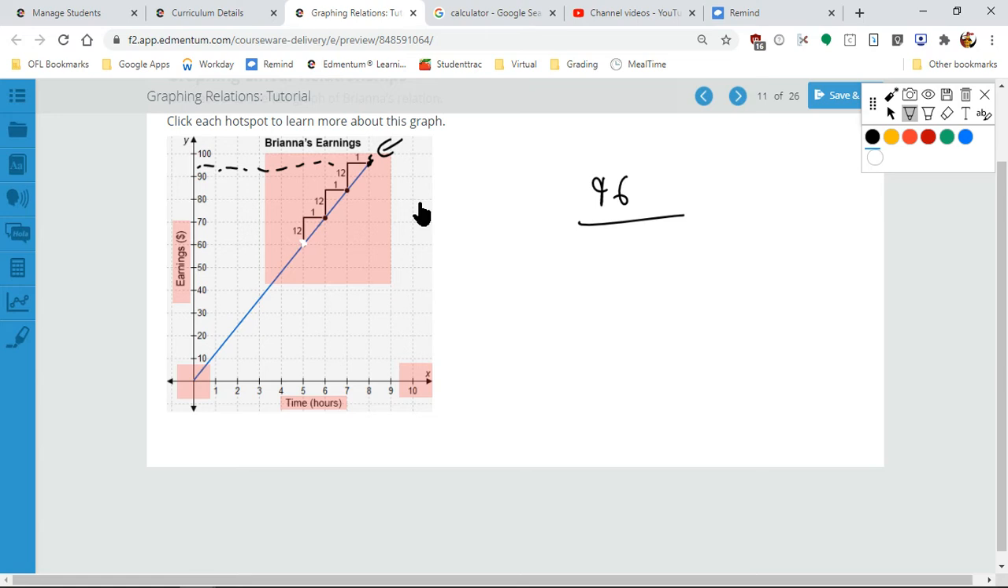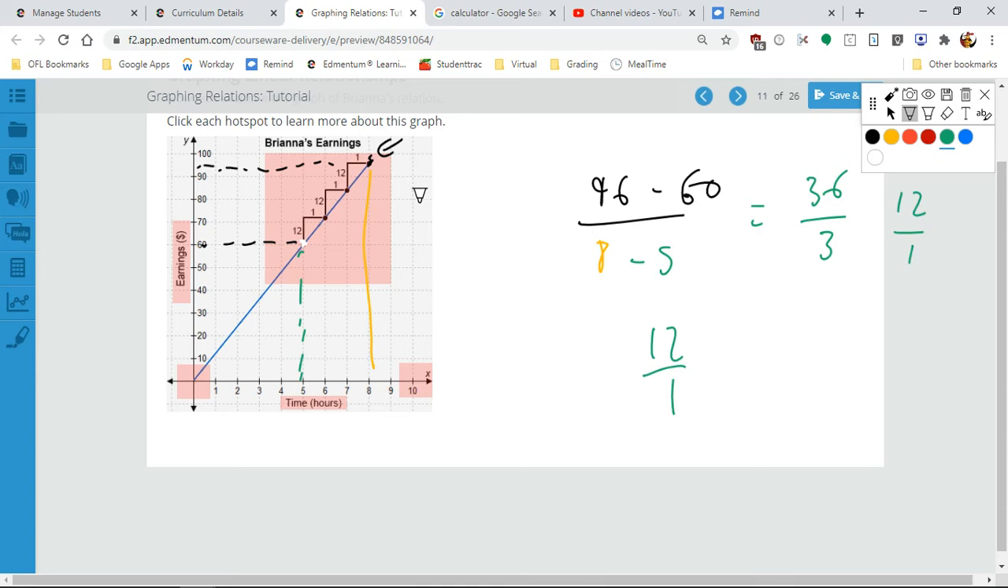Our X that corresponds with that point is 8. And then I'm going to use this minus 60 from right here, minus the 5 hours that were in that chart, so minus 5. This would end up giving me 36 divided by 3, which is way different than 12 over 1, or is it? Well, if I do 36 divided by 3, I get 12 over 1. It's the same thing. Even though it's a higher rise over a longer run, the ratio is still 12 over 1.